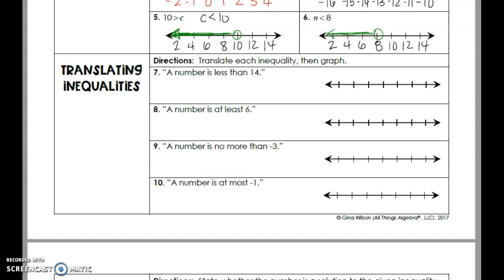We've shaded 2, 4, and 6. Those are all numbers less than 8.